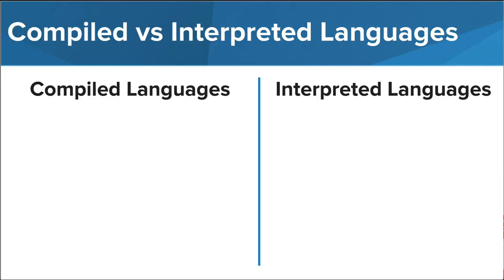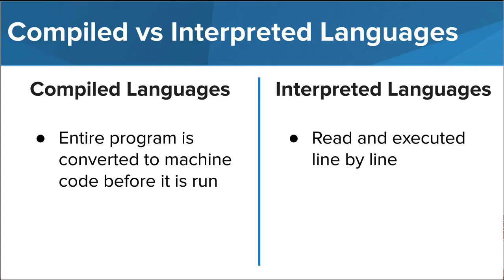Another categorization we can use with programming languages is compiled versus interpreted. In a compiled language, the entire program is compiled or converted into machine code that the processor can execute before any lines of code are run. In an interpreted language, each line is read and converted one by one, right before it's run, rather than being compiled completely before any commands are executed.